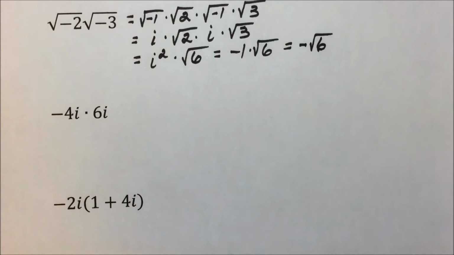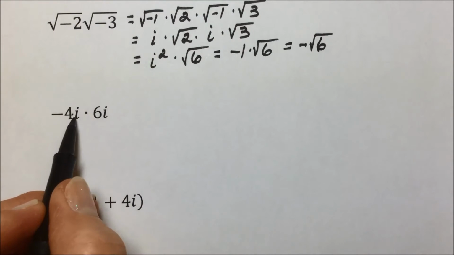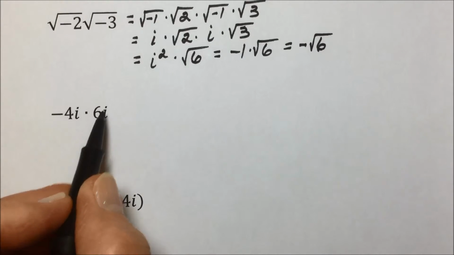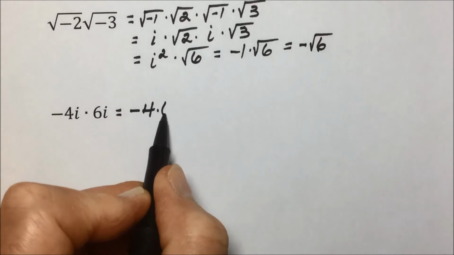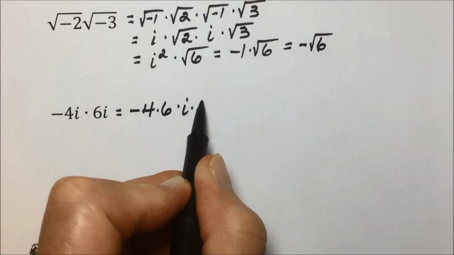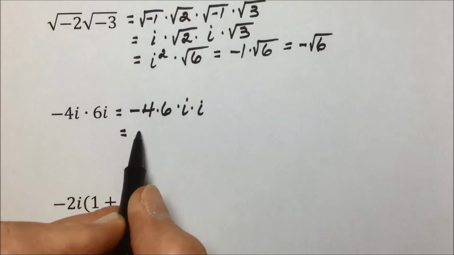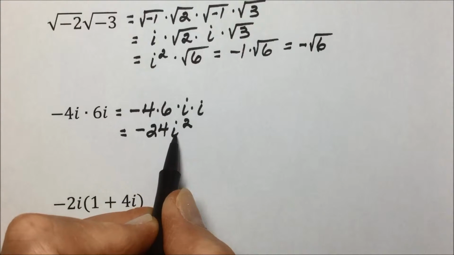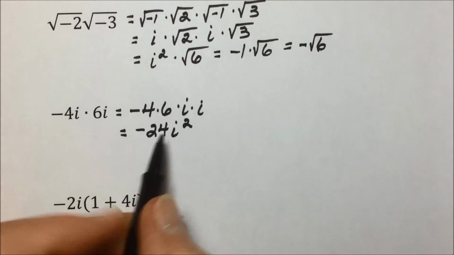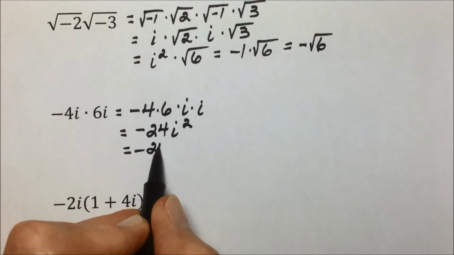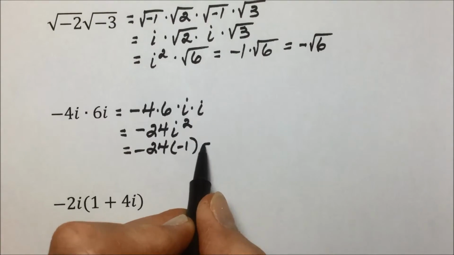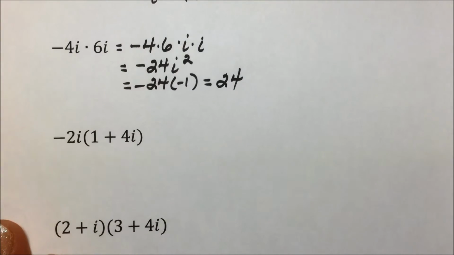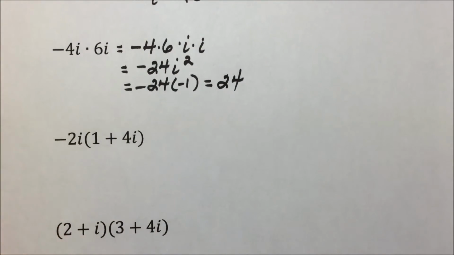In this next problem, we can use the commutative property to rearrange the multiplication of negative 4 times i times 6 times i and put the integers together and the i's together. Simplifying, negative 4 times 6 is negative 24. i times i is i squared, and we saw that i squared is a negative 1. So we have negative 24 times negative 1. A negative times a negative will give us a positive 24 for our simplification on that.